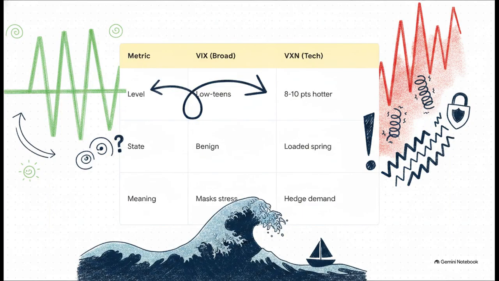Moving on to Scenario 13, the volatility divergence. You look at the broad market VIX, and it's sitting in the low teens, looking totally benign. It lulls you into thinking everything's fine. But then, you glance at the tech sector, the VXN, and wow, it's running 8 to 10 points hotter. That is a loaded spring. A calm VIX can completely hide a screaming sector vol divergence, where institutions are frantically buying concentrated protection. If you're a tech trader using the broad VIX as your health certificate, you are looking at the wrong insurance index, and you will get blindsided.